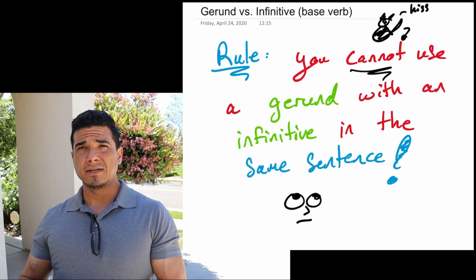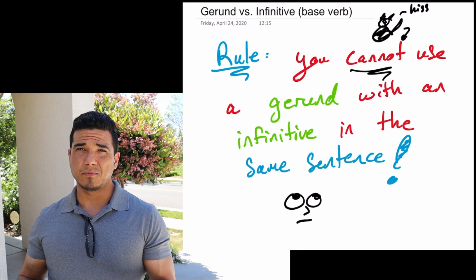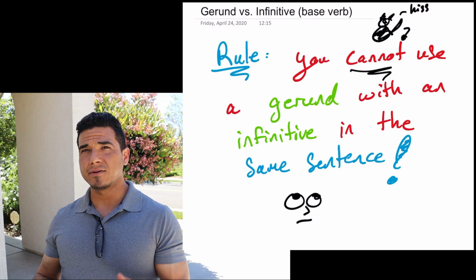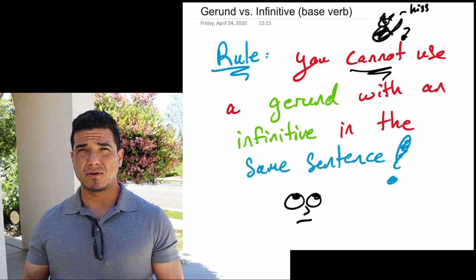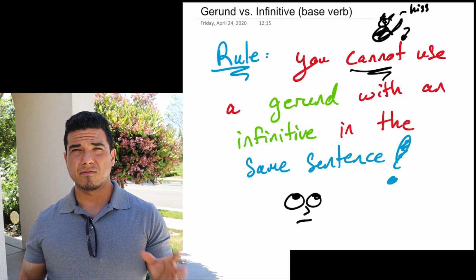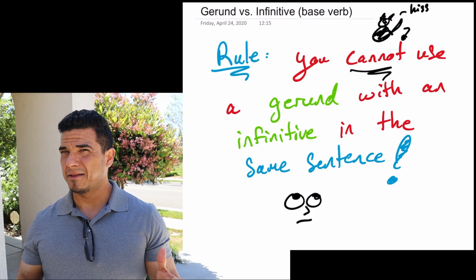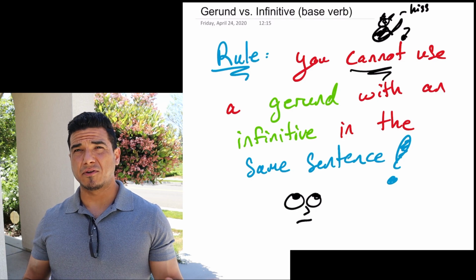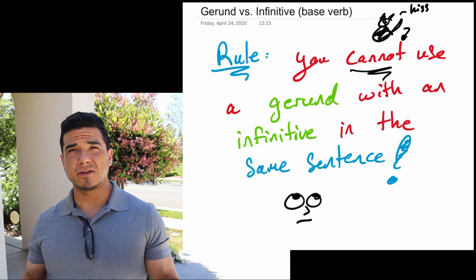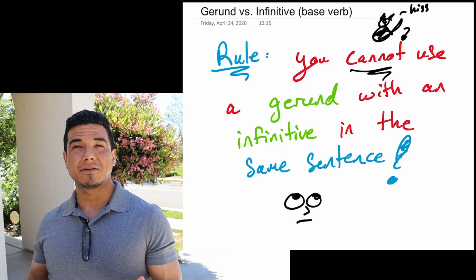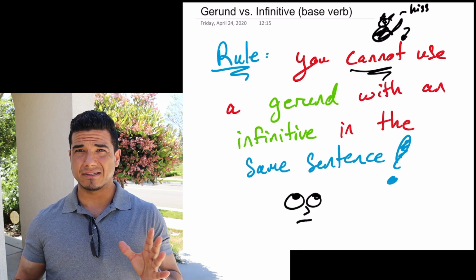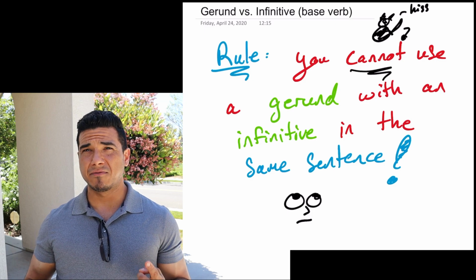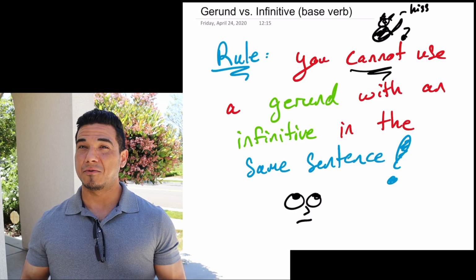Going back to our rule, just remember you cannot use both an infinitive and a gerund in the same sentence. The two will not agree with each other, okay? So I like to swim versus I like to swimming wouldn't work. So if you're going to use a gerund, go for it. If you're going to use an infinitive, go for it as well. Just keep in mind that they cannot coexist in the same sentence. So be mindful of that when you are writing and when you are speaking.